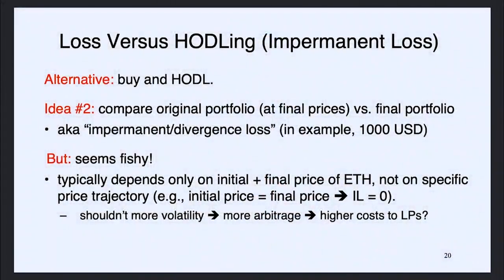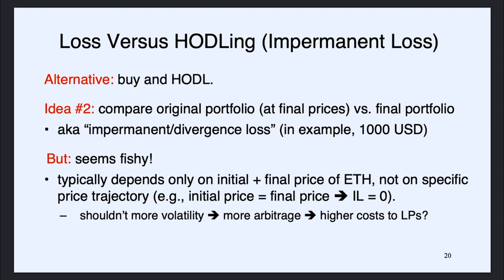Now, if arbitrageurs are making money, whose money is that? Where is that coming from? Well, like we said, there's really only two actors in an AMM. There's the traders or arbitrageurs, and there's the liquidity, the LPs. So whatever the arbitrageurs are making must be at the expense of LPs.